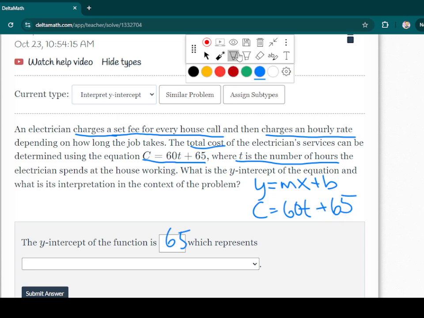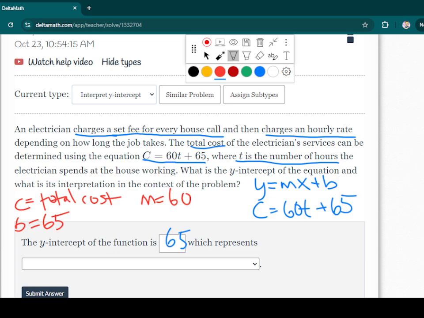So the problem tells us that C is total cost, because it's a C equals equation, so that must be the total. We know that b is 65, so then m must be the 60. But what do those mean?